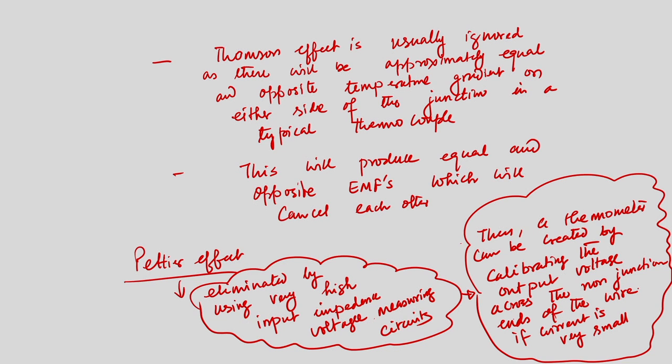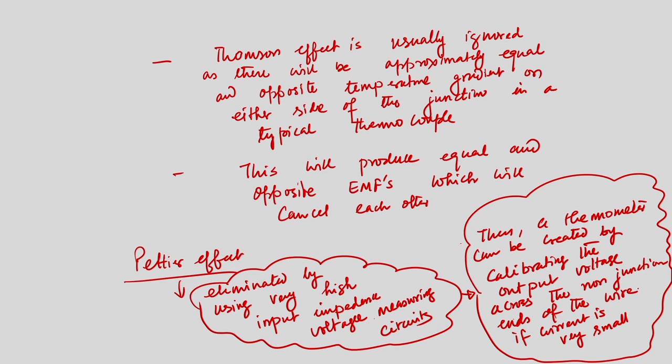Peltier effects are eliminated by using a high input impedance voltage measuring circuit. And also we have written that we can create a thermometer by calibrating the output voltage across the non-junction ends of the wire, and that is the working principle of the thermocouple to measure the temperature.